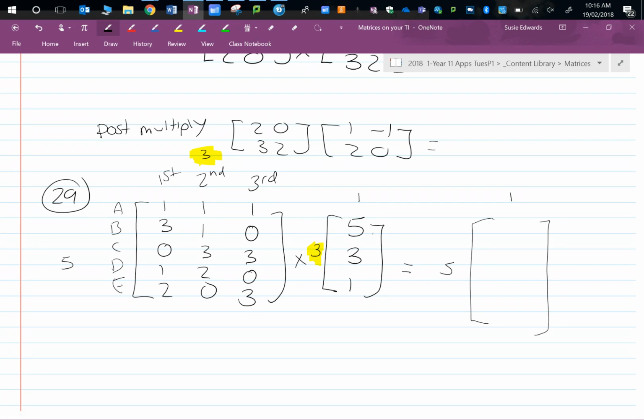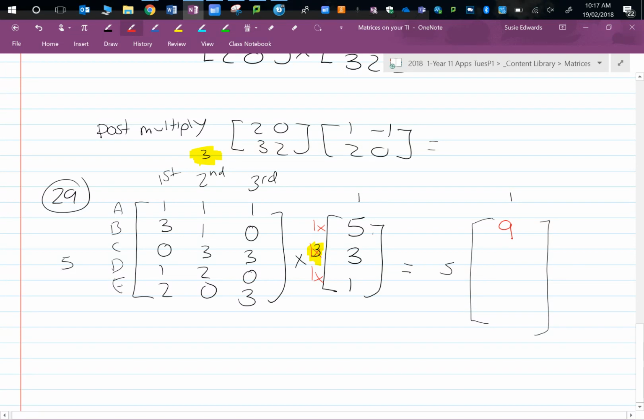Okay, so with this, we're actually multiplying. Now, I'm going to do it by hand. You can do it on your calculator if you want to. But what would be our first procedure if we're doing this by hand? First row multiplied by first column. So we're saying 1 times 5 plus 1 times 3 plus 1 times 1 is 9. So pretty much that's saying school A gets 9 points.